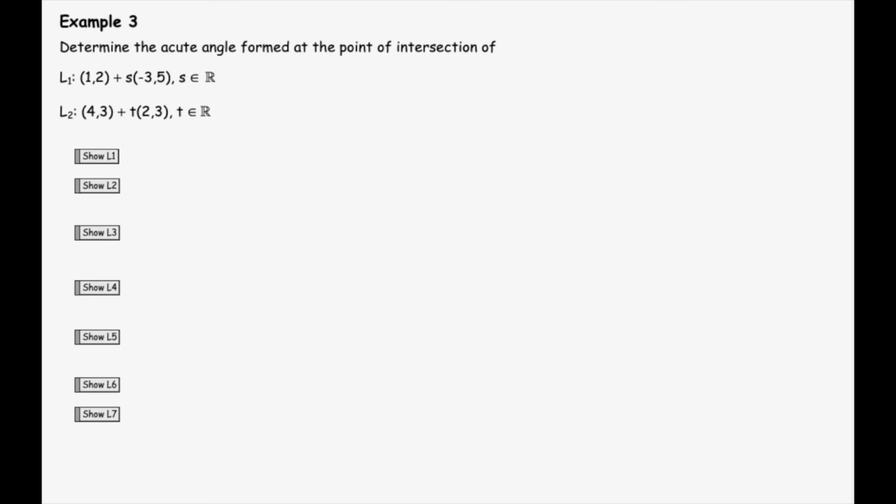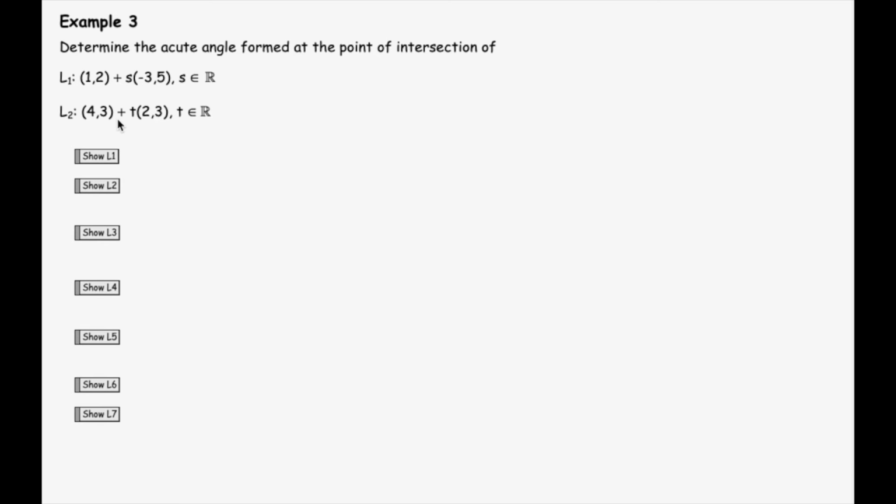All right, so looking at our third example, we want to determine the acute angle that's formed at the point of intersection of these two lines. The equations of these two lines have been given to us in vector form rather than Cartesian. If it was given in Cartesian form, I would be working with the normals rather than the direction vectors. Now, how do we find the angle between two lines? We can find the angle between the direction vectors. Because the direction vectors are parallel to the lines, the angle between the direction vectors will be the same as the angle between the lines.